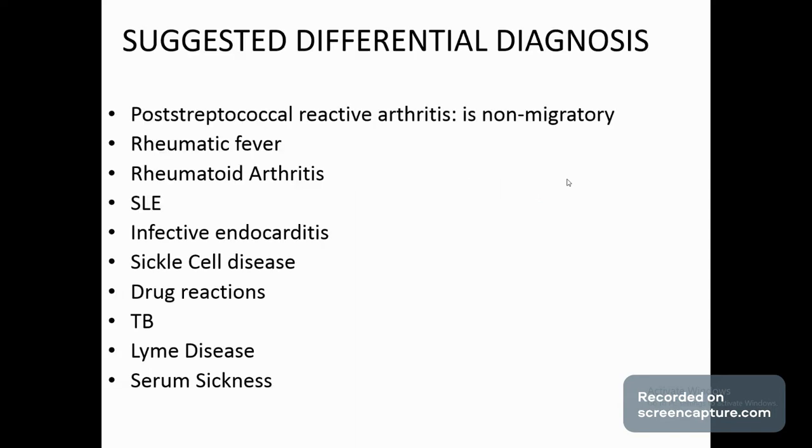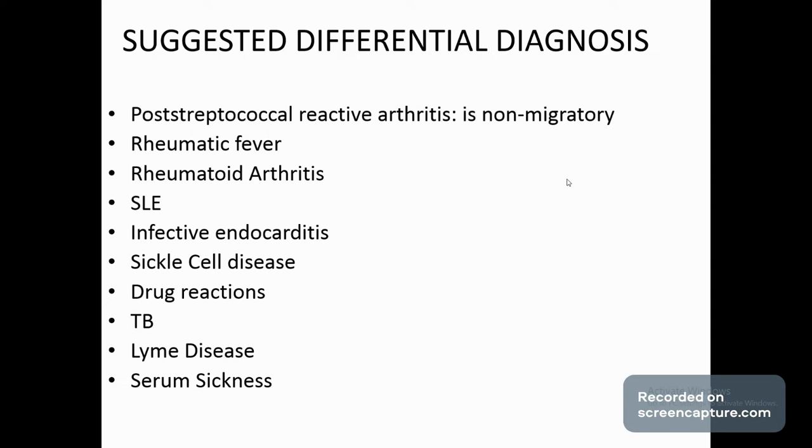The differential diagnosis is manifold. Post-streptococcal reactive arthritis is seronegative arthritis and is non-migratory. In rheumatic fever, migratory polyarthritis is seen, fleeting in nature. Other differentials include rheumatoid arthritis, SLE, infective endocarditis, sickle cell disease, drug reaction, TB, Lyme disease and serum sickness.